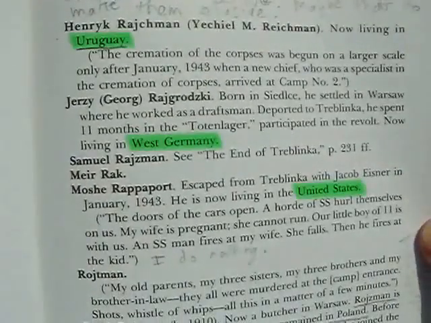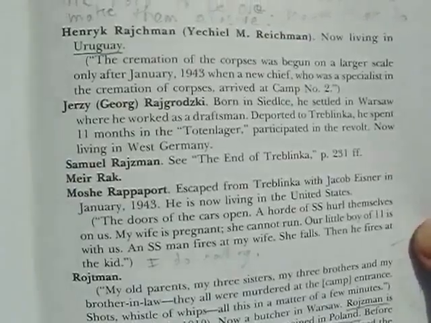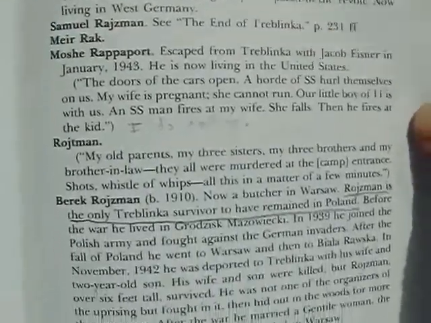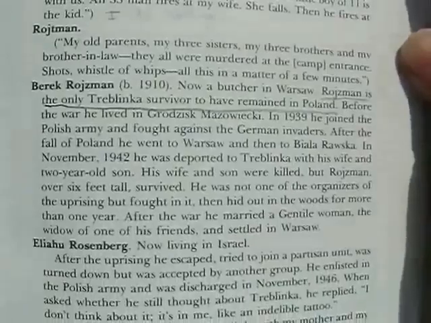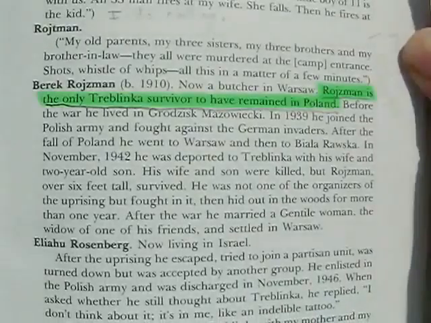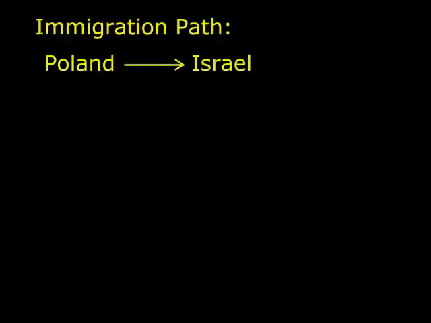They didn't emigrate during the war. They emigrated in the 5 or so years after the war, for the most part. And we get to Barak Rosman and read, Rosman is the only Treblinka survivor to have remained in Poland. One reason why it's hard to establish an immigration path from Poland to Israel is that the Polish Jews changed their language. Rather than preserving Yiddish, they discarded it and replaced it with Hebrew.